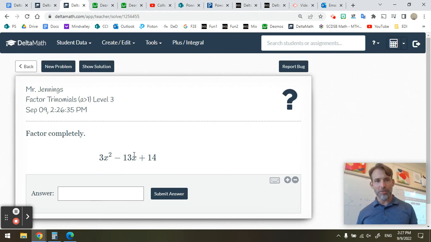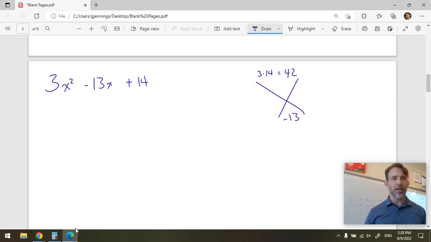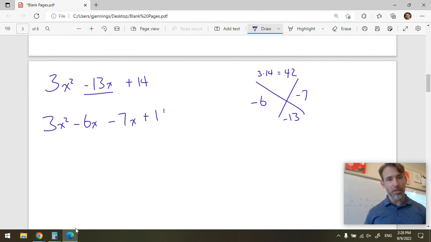All right, so carrying on to this more challenging example, here we have copied that out over here, and I've prepared my first x game. Multiplies to 42 and adds to negative 13. Those numbers are negative 6 and negative 7. Okay, so now I know I need to break down this minus 13x into a 3x squared, which stays like that, minus 6x. I'm going to group those together because I see they both share a factor 3, minus 7x plus 14. I see 7 and 14 share a factor 7.